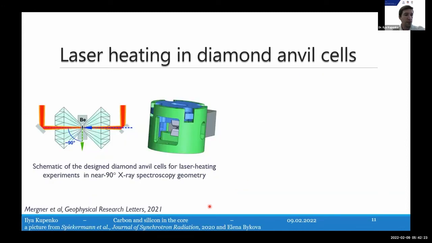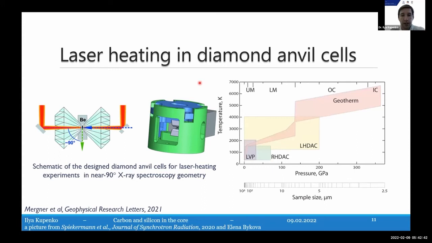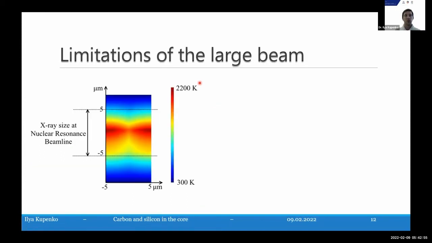Moreover, we had to develop special panoramic cells designed to optimize collection in the 90-degree geometry through the X-ray transparent gasket and still compatible with laser heating. Furthermore, to get to higher and higher pressures, we need to operate with smaller and smaller samples. And it makes problematic utilizing techniques with relatively large beam. So here you can see the typical temperature distribution in laser heated diamond anvil cells compared to the X-ray size of the ID18 nuclear resonance beamline before the EBS upgrade.